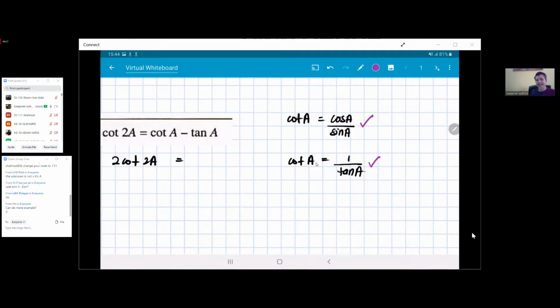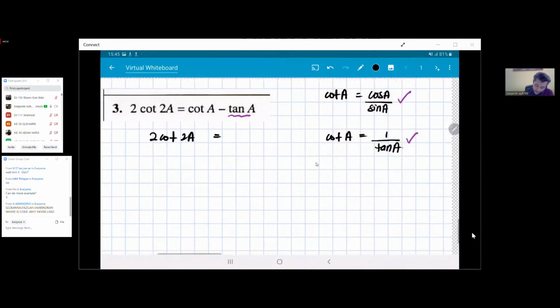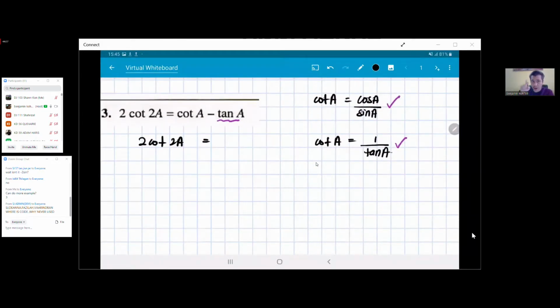We pick the second one here because the answer also contains tangent. I do not pick the first one because the first one has cos and sine, and I do not need cos and sine. So now I'm going to replace cot with 1 over tangent. So on top is 2 over tangent 2A.